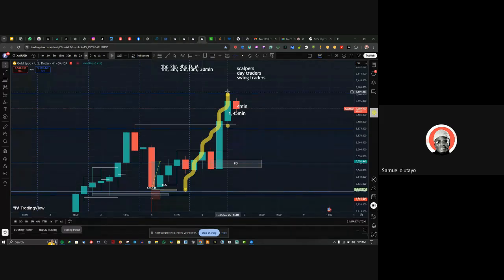Which of these trading styles is better? There's no hierarchy to it. It just depends on your trading style. Are we together now? It depends on your trading style and which one best suits your kind of person.